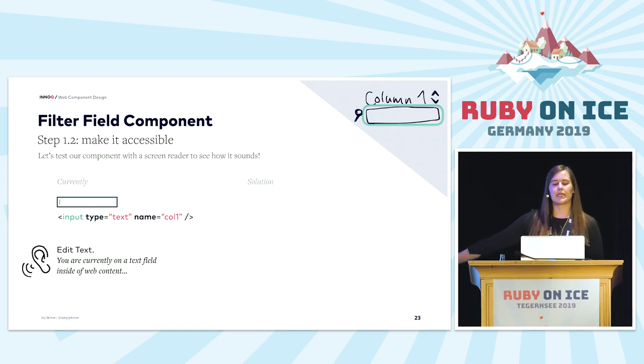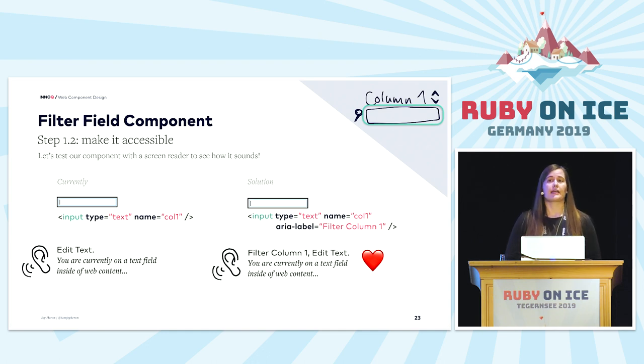So here we can see that the screen reader will tell me edit text, but it doesn't tell me what is going to happen when I edit the text in this field. So what can I do? I can use the aria-label attribute in my HTML input element, and then add context information to my text box. For instance, filter column one. Then it sounds like this.